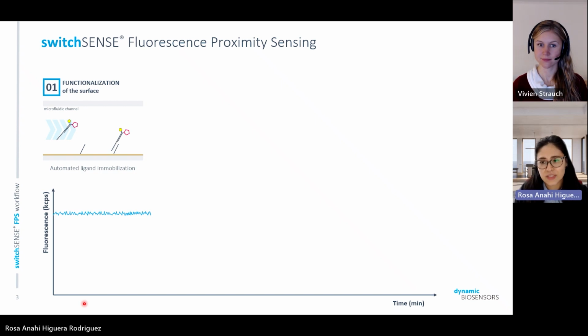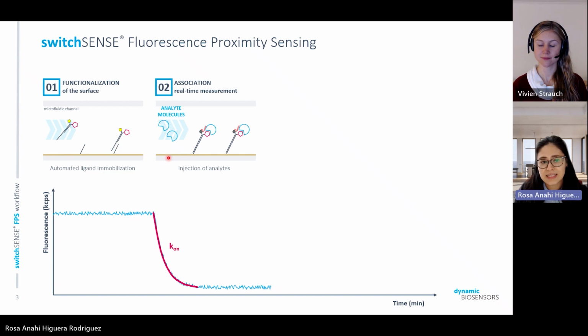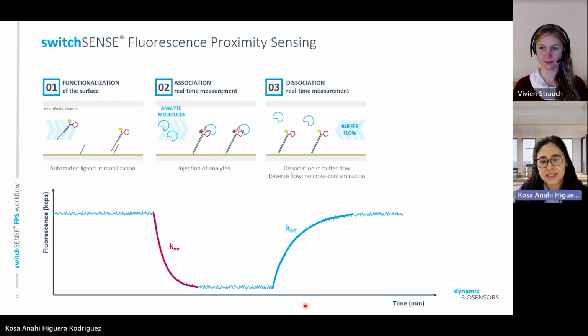Then in the next stage, we start the association phase, in which there is the injection of the analyte molecules in solution. The change of signal, or fluorescence change, in this association curve is because of changes in the microenvironment of the dye upon the binding of the analyte. From this curve, we can extract the association rate constant, K-on. Then in the following step, we start the dissociation phase, where we replace the analyte solution by buffer. We allow the dissociation to take place, and then we again record the fluorescence change of the dye. From here, we can extract the dissociation rate constant, or K-off, and then we have all the information we need to calculate the affinity, which is the ratio of K-off over K-on.